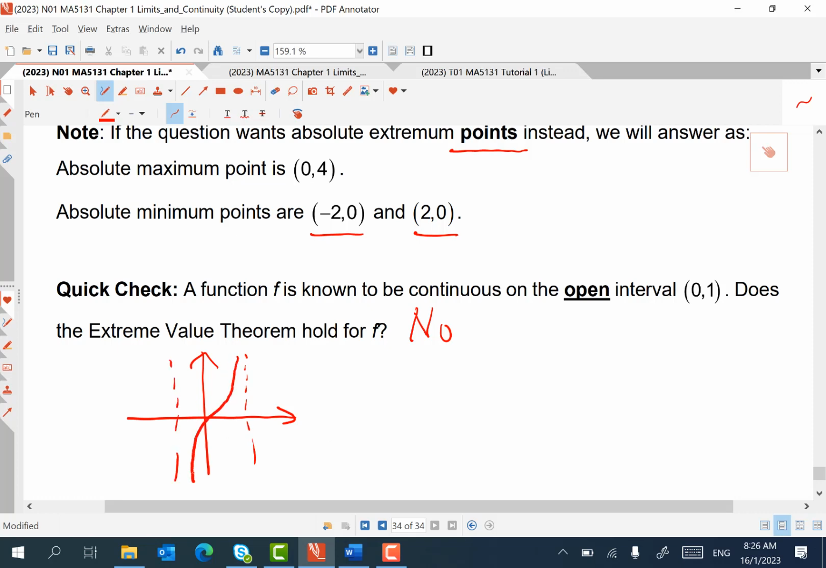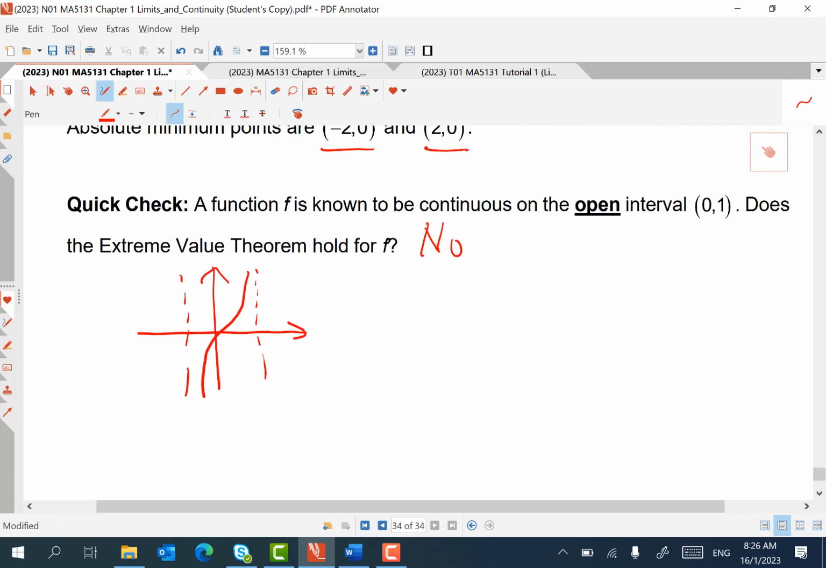This is like a tangent graph. It is continuous on an open interval. It has no absolute min nor max because it goes on forever. Or you could have a graph that is like this. You can have an absolute min but without an absolute max. This graph is like the second graph here. So these functions do not have an absolute min nor absolute max because they are continuous on the open interval.